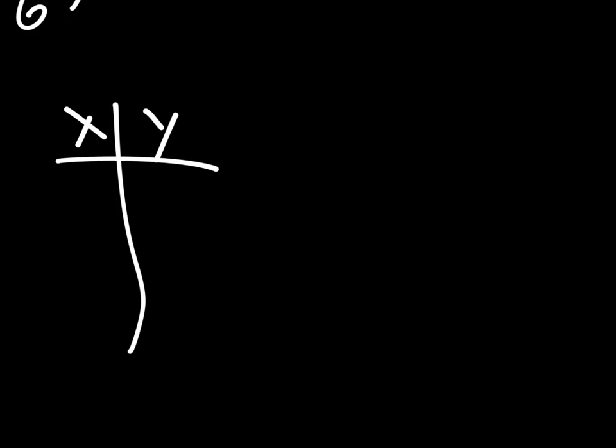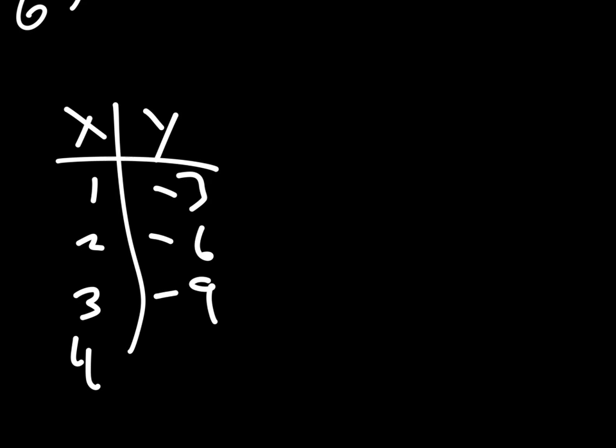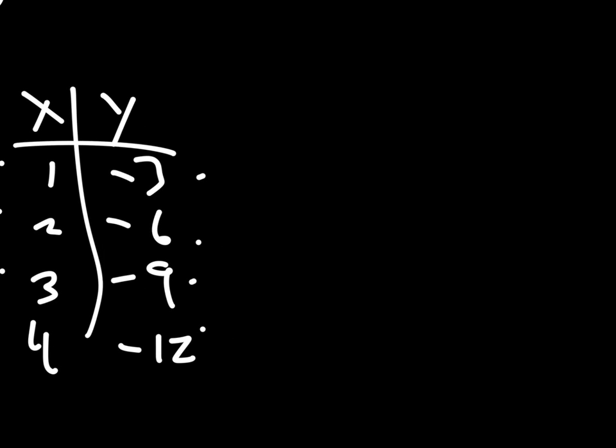X and y. We have 1, 2, 3, 4 and -3, -6, -9, -12. Well, obviously, in order for a positive to become a negative, we have to multiply by a negative, or divide it by a negative, right? It doesn't look like we're dividing because the next numbers are bigger than the first numbers, okay? So that's just an observation real quick.